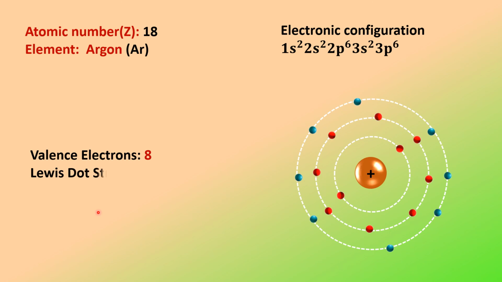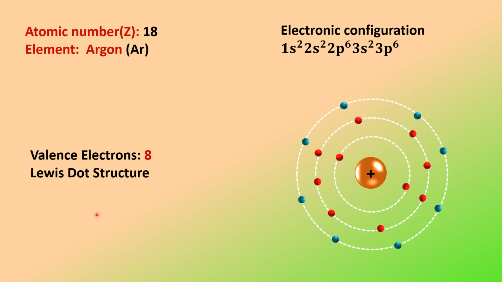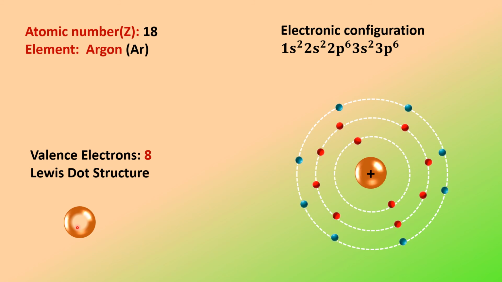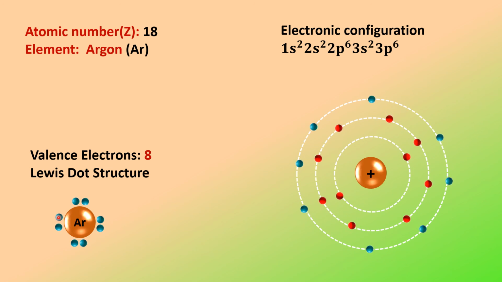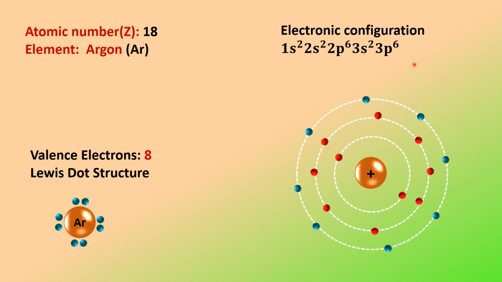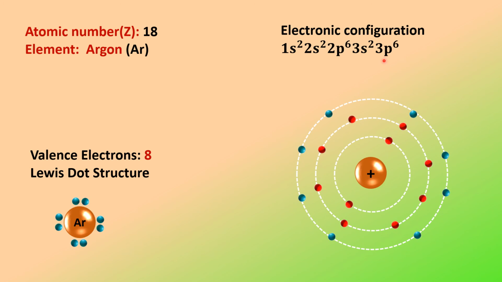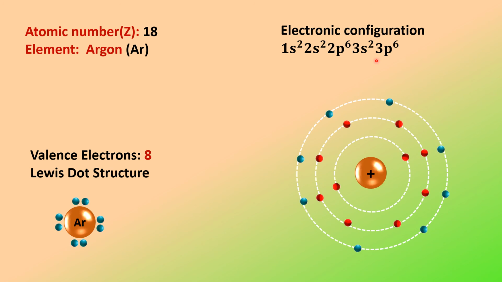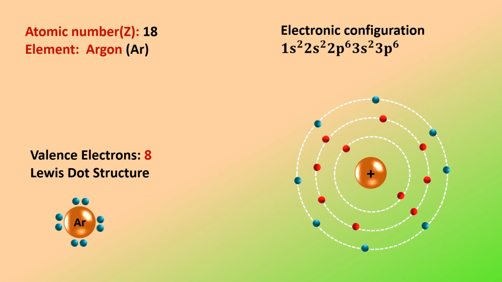Valence electrons for argon is equal to 8. This is the nucleus, and these are the 8 electrons. These are the valence electrons of argon. So all the noble gases except helium will have the s2p6 configuration in their outermost shell. Now we'll go for the next element.